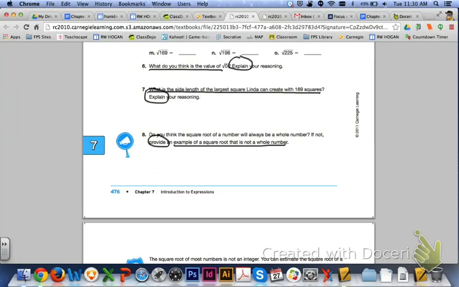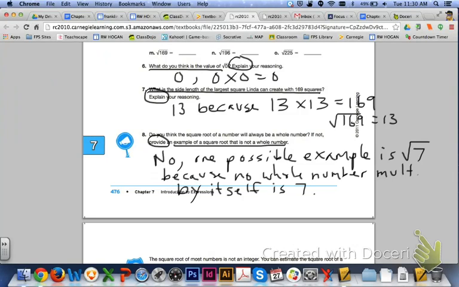Let's take a look at numbers 6, 7, and 8 down at the bottom of page 476. Go ahead and answer those with your group members. If we take a look at number 6, what do you think is the value of the square root of 0? Explain your reasoning. That answer is going to be 0 because I know that 0 multiplied by itself is going to give me 0 for my product.